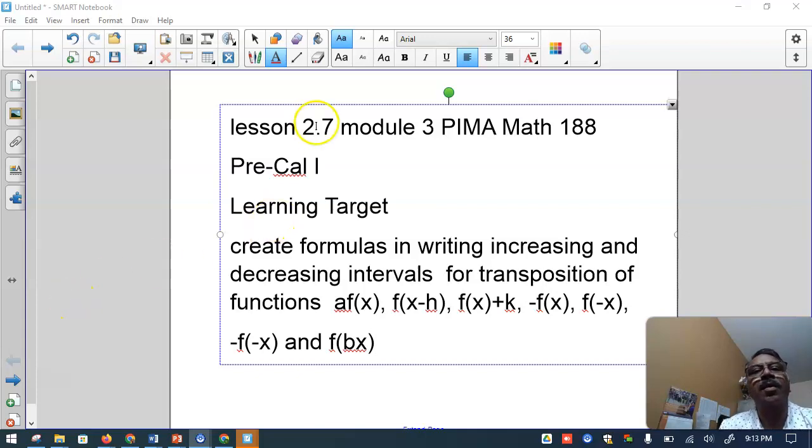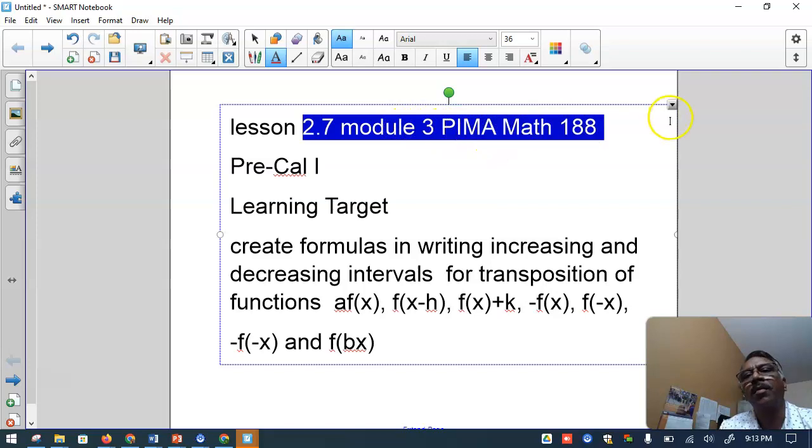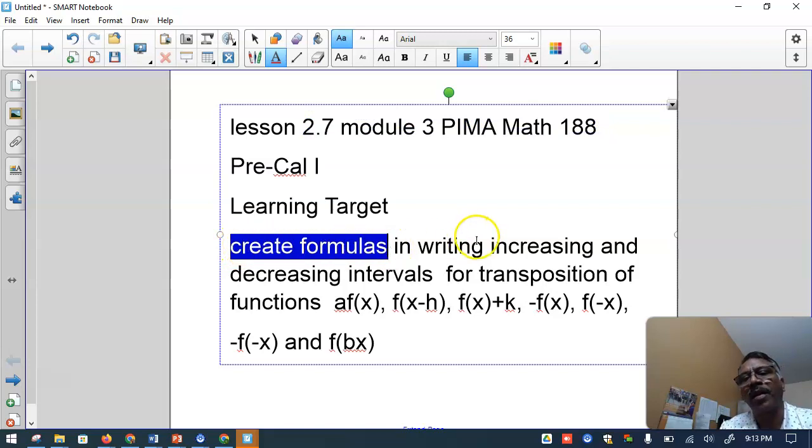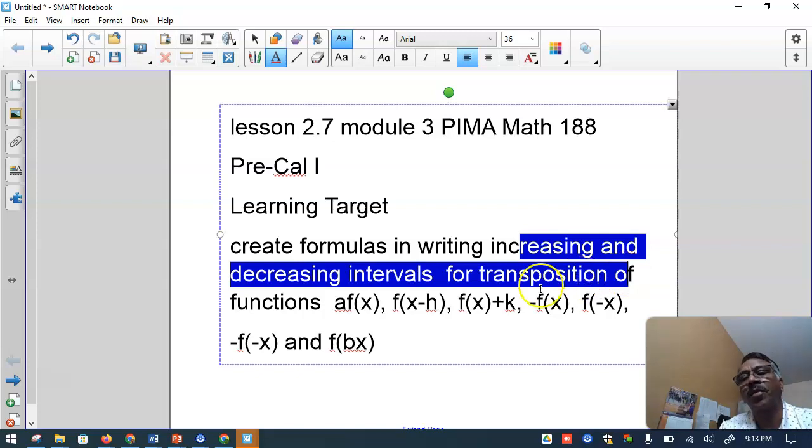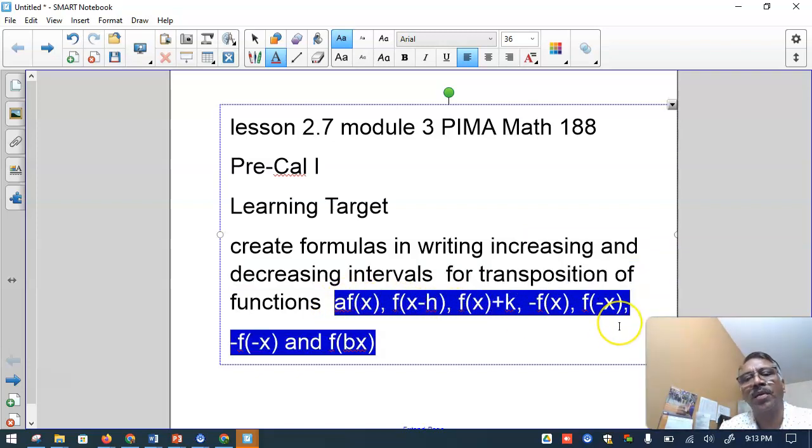So here is lesson number 2.7, module 3, Pima Maths 188, Pre-Calculus 1. Learning target: what you are going to do here is create formulas for writing increasing and decreasing intervals for transposition of functions of this type. Each one of these I'll walk through and create formulas for. How does transposition affect the increasing and decreasing function?